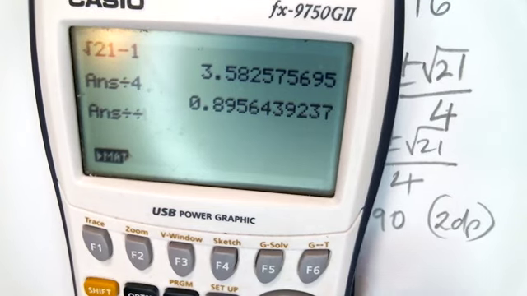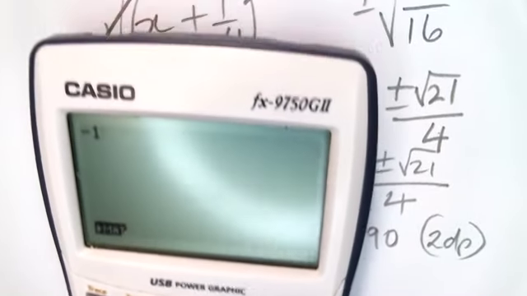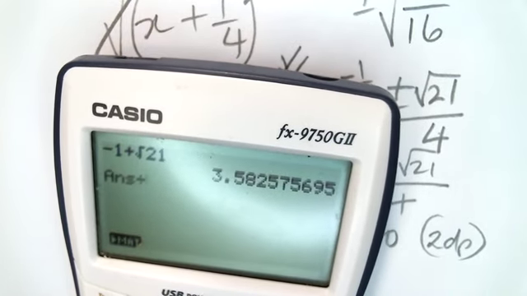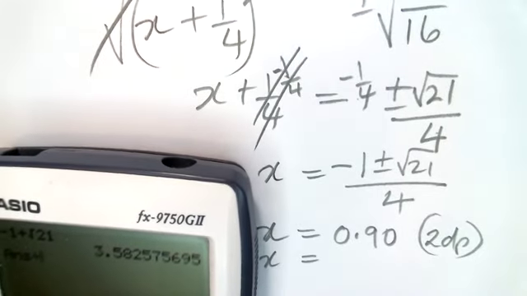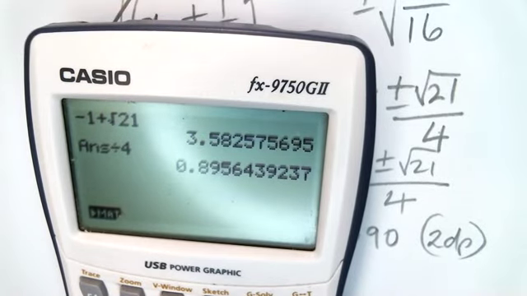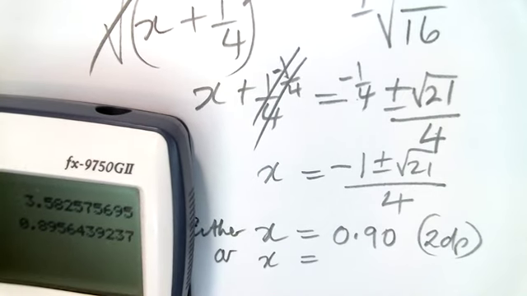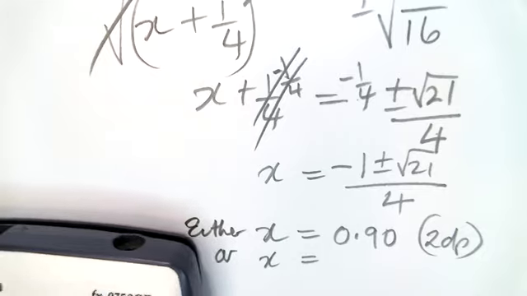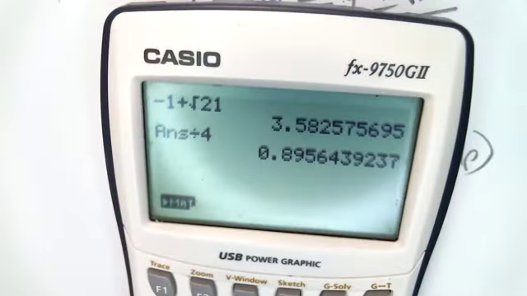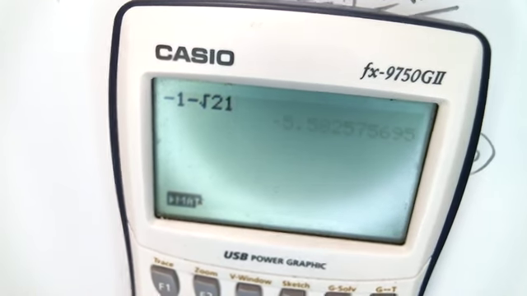So I've got negative 1 plus root 21. And I'm dividing that by, oh, wait, I'm dividing it by what? Oh, I'm dividing it by 4. Right, divide by 4. I get 0.895. Oh, I know what I'm doing. I'm still doing the same one. That's why I'm getting the same answer. I'm thinking, why am I getting the same answer? Okay, so this is not negative 1 plus root 21. It's negative 1 minus root 21. So that's what I've got to do. Crikey, that was really confusing for a moment.